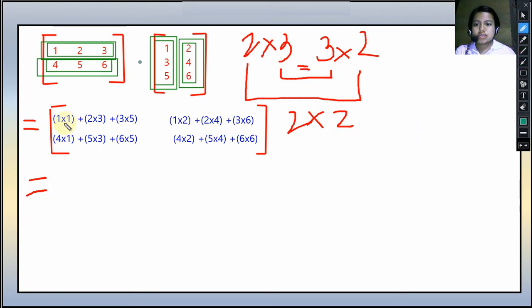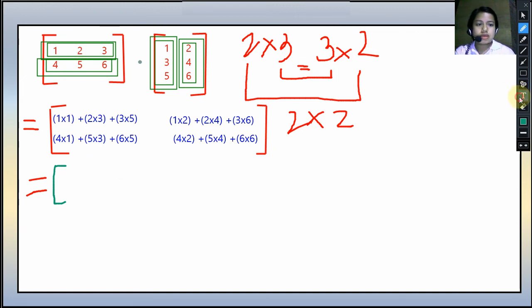So let's solve each entry. So we have 1 times 1, that would be 1, plus 2 times 3, that would be 6. So that is 6.